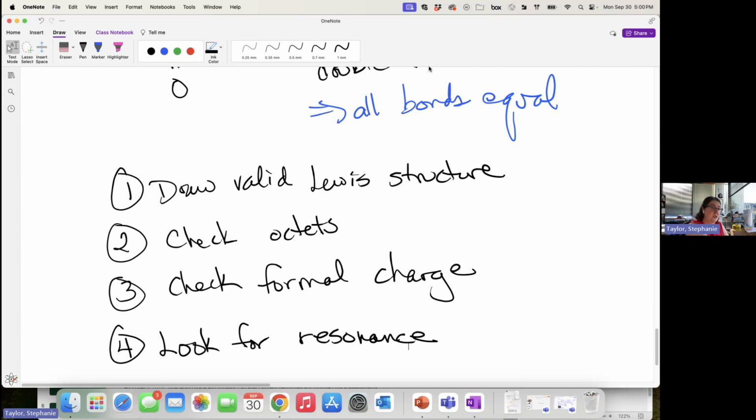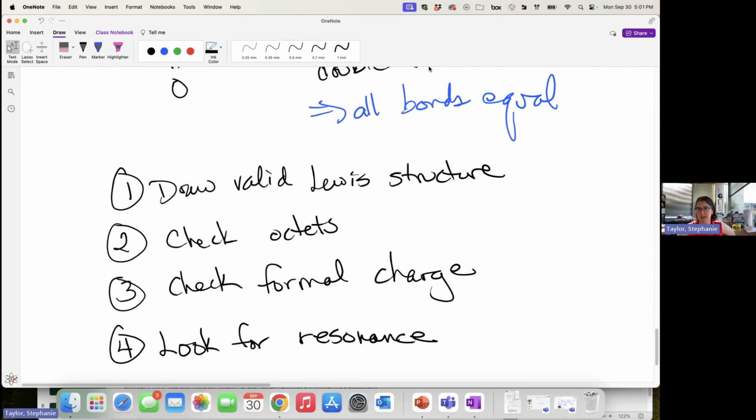Did you check for formal charge? Did you make sure that you drew the best structure that you could with formal charge? And then at the very end, once you've satisfied everything else, then you can look for resonance. So this is something to keep in mind. That's what we expect if y'all are doing it on your own. If y'all are doing it on your own, we expect you guys to do that in this order.